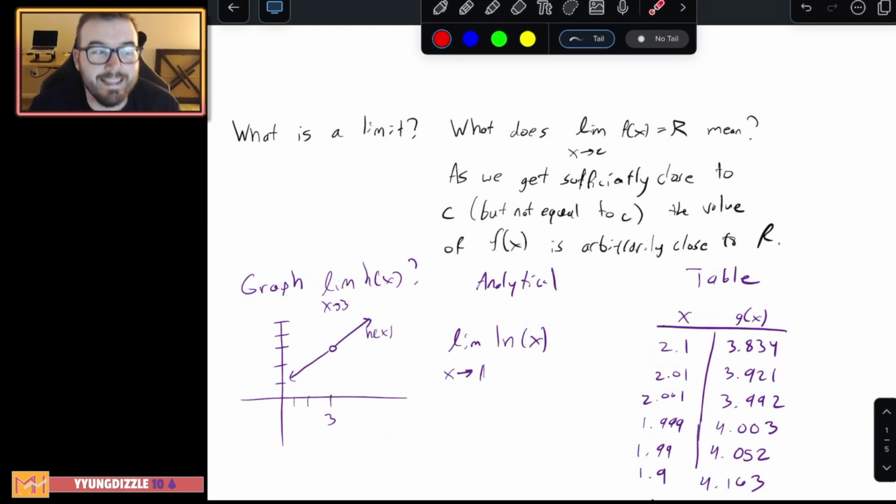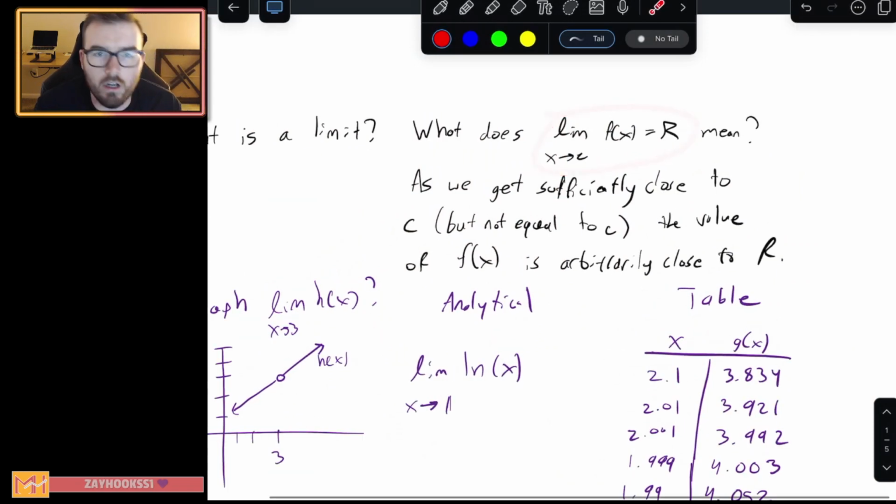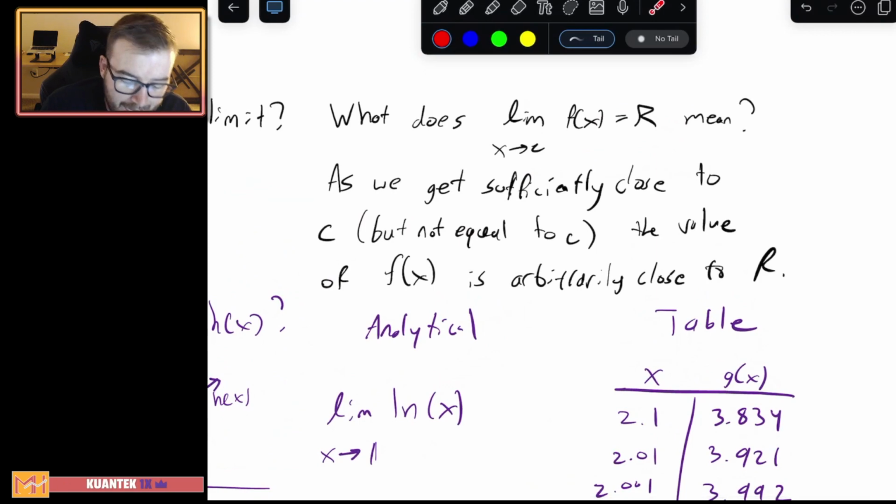So, what is a limit? A limit. What does it mean? The limit as x approaches c of f of x equals r. What does it mean? As we get sufficiently close to c, but not equal to c, the value of f of x is arbitrarily close to r. So what we are saying is as you get really close to this x value, your function is getting really close to this y value, essentially, x and y. As you get really close to this x value, you're approaching this specific value on the function.